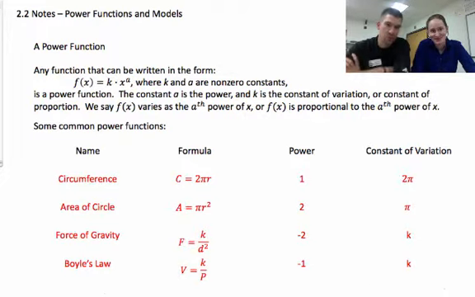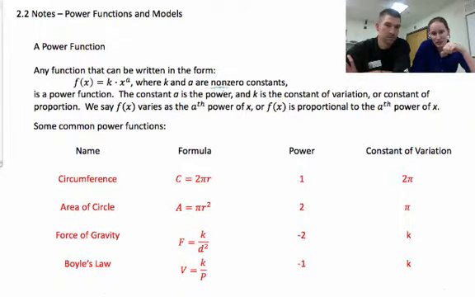Hey there, kiddos. We're going to start Section 2.2 of Chapter 2: power functions and models. Power functions are like polynomials, but not exactly like polynomials. Here's the difference. A polynomial had to have an integer exponent that could be 0 or greater. With a power function, for one thing, we only have one term, so it's kind of like a monomial. Only one term.